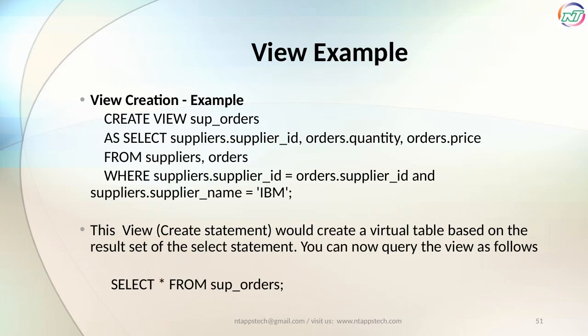This example shows how to create a view called suborders. A view is a virtual table created from the result of a select statement. Here, the view combines data from the suppliers and orders tables, selecting the supplier ID, order quantity, and price, but only for suppliers named IBM. This is done by joining the two tables on the supplier ID and filtering by supplier name.